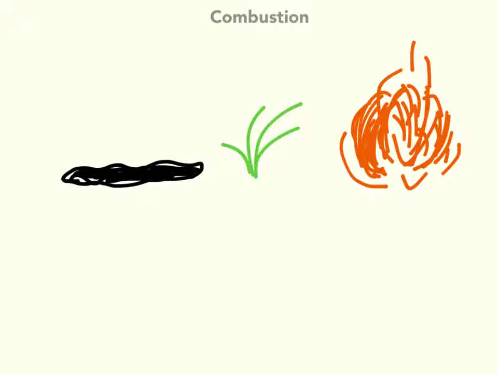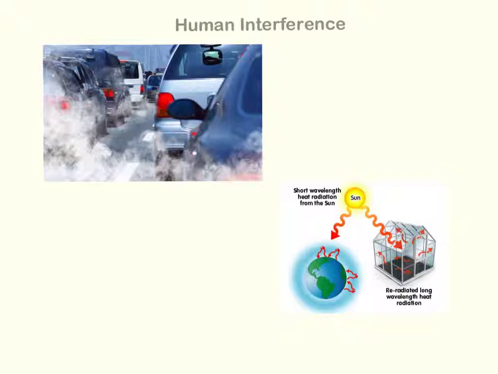Fossil fuels, plants, and other materials are burned and will release carbon dioxide into the atmosphere. Humans interfere with the carbon cycle by releasing excessive amounts of exhaust fumes from traffic and using greenhouses. These two activities release a huge amount of carbon dioxide into the atmosphere and cause global warming and further problems.